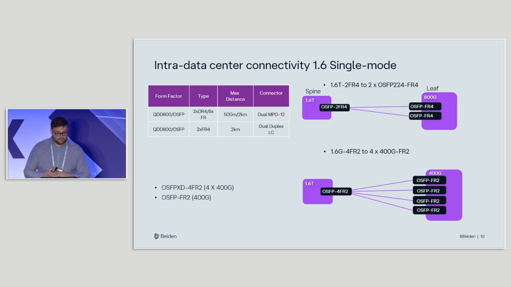And just some examples again of 1.6 breakout. So it's 1.6 on the spine side, and then you're breaking out to 2 times 800 gig now. Still keeping the OSFP form factor, and then it could also keep the QDD 1600 form factor. But the more interesting thing here is that now you can break out to 4 times 400 gig using the FR2, which is now 200 gig electrical lanes at 400 gig rather than 400 gig electrical lanes. So as technology moves up with the electrical lanes, you can backtrack each one as you go along.